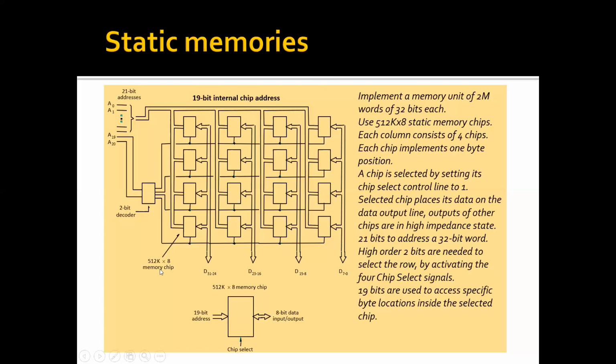Each of these cells is 512K into 8. So to each of these 512K into 8 memory cells, one input is the 19-bit address that we can see over here, the 19-bit address for each of the modules. We have 8-bit input and output. We can see for each of these modules, an 8-bit input and output is there, which is connected to this. So this entire memory is 2M into 32, whereas each of the modules is 512K into 8.